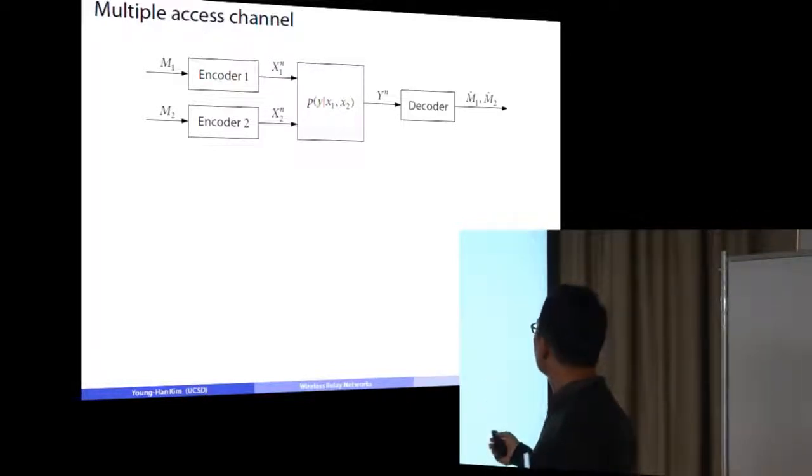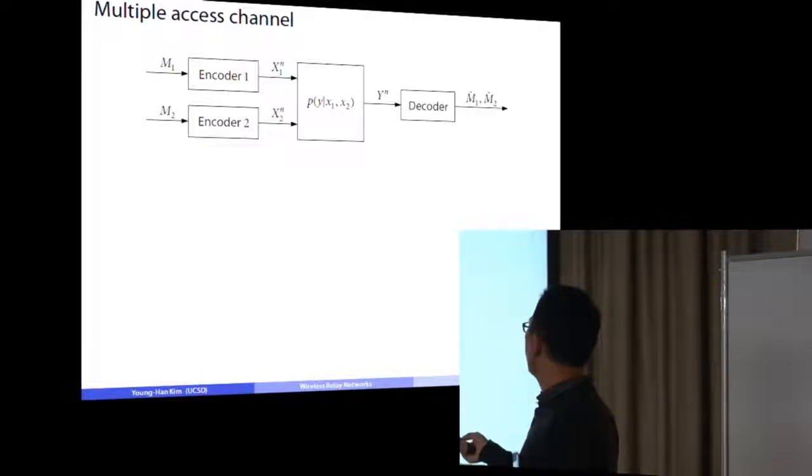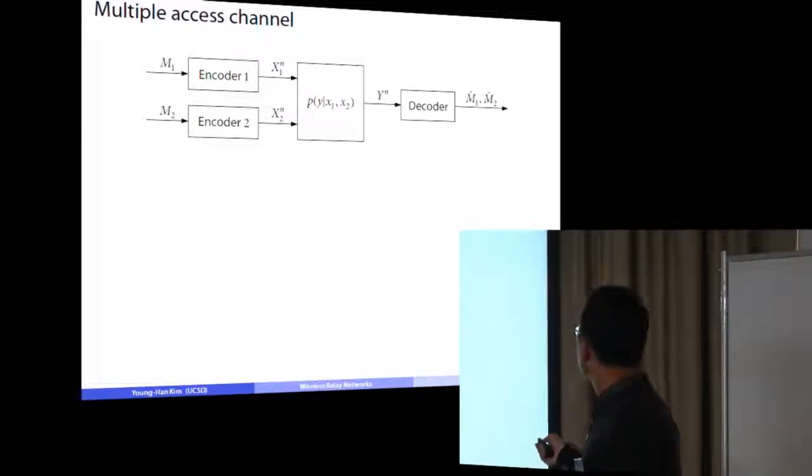So we'll first look at the multiple access channel. Here is the simplest version of a multiple access channel with two senders, each having independent messages M1 and M2. They would like to send these messages to a common destination node, and the destination node would like to recover both messages reliably.